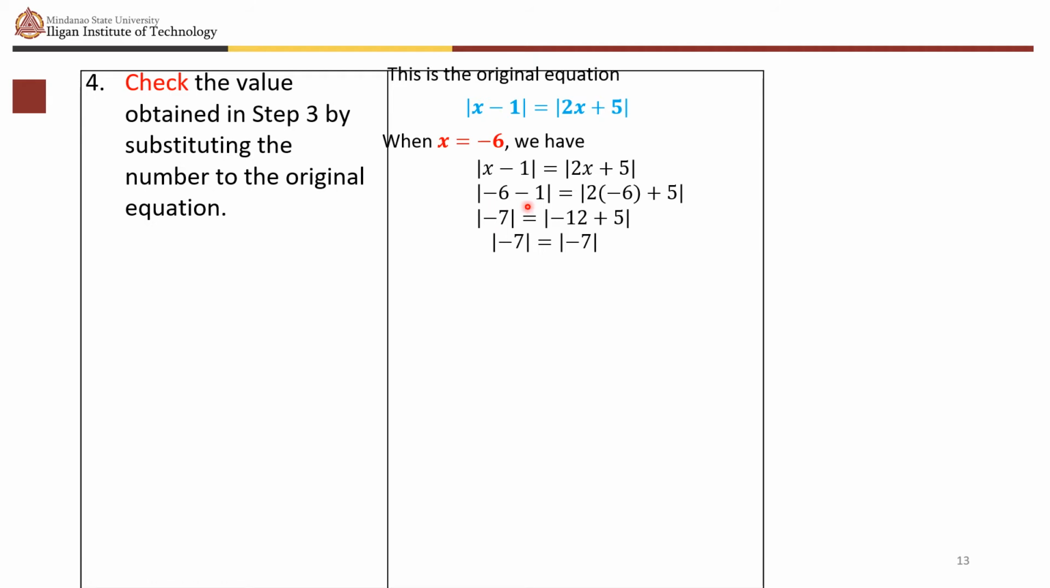So negative 6 minus 1, absolute value. Then you have 2 times, replacing x here by negative 6, plus 5, absolute value. That should give us the absolute value of negative 7, and the absolute value of negative 12 plus 5. But that comes out to be the absolute value of negative 7 equals the absolute value of negative 7. And we know that that is actually 7 equals 7, which is true. Then when x equals negative 4/3, we have the following.